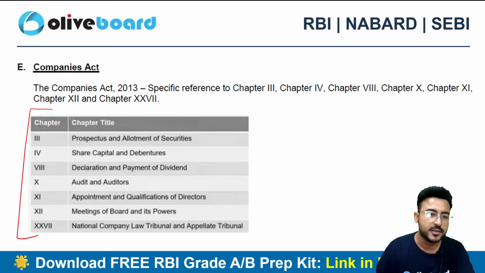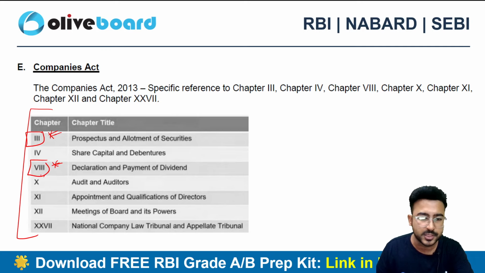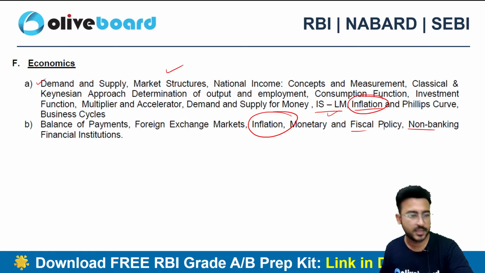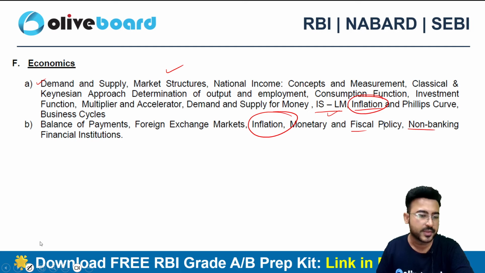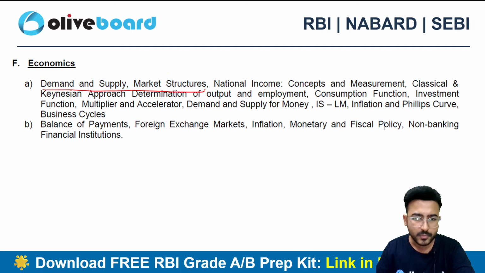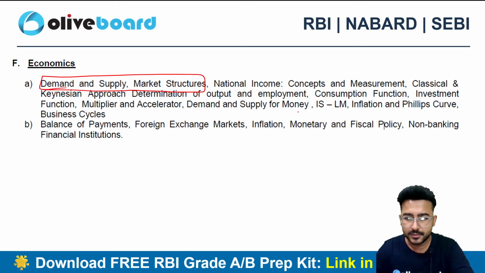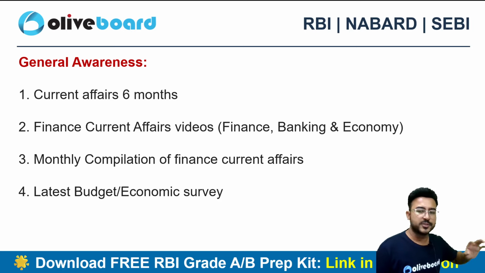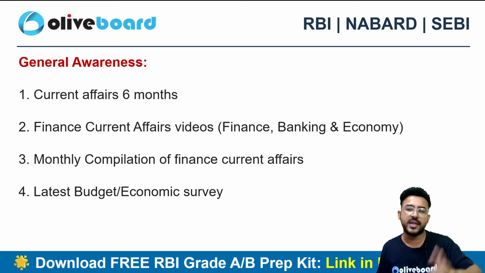Coming to the Companies Act, prospectus is important. Declaration and payment of dividend, accounts and audit is important, right? NCLT and NCLAT concept is very, very important. So these can be the important topics. And coming to economics, demand and supply, market structure, inflation, balance of payment, right? And your foreign exchange market can also be important here. So this was all from paper 2, both for your phase 1 and your phase 2.